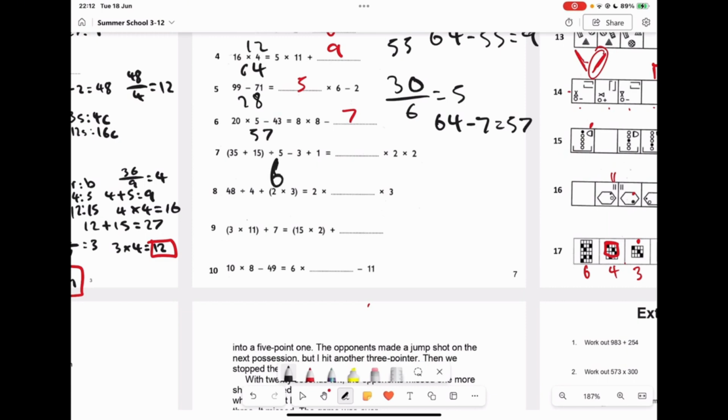So what we're looking at here will be, or if we've done something wrong, so we can see that 2 times 2 is 4. 35 plus 15. So, okay, 35 plus 15 is 50. 50 divided by 5 is 10. 10 minus 3 plus 1. So we add, and that's 4. So it will be 6. So, something times 2 times 2. If I haven't got this correct.